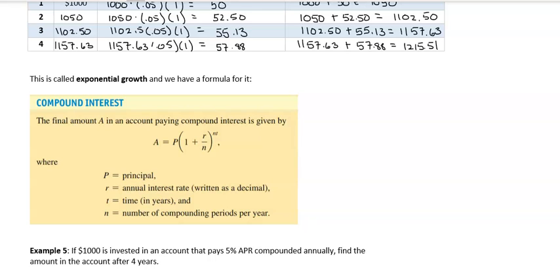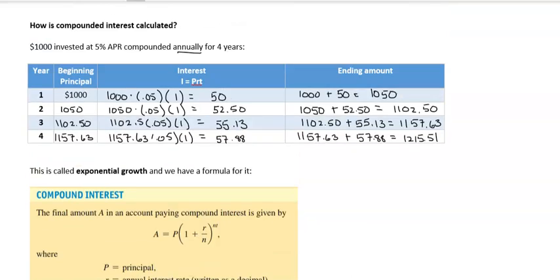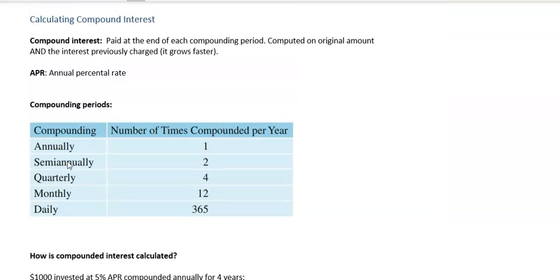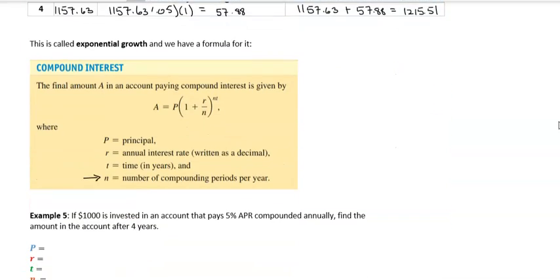P is the principal. R is the annual interest rate, just like you've seen. T is the time in years, just like you've seen. The new one is this one, and it's important to understand how to use it. This is the number of compounding periods each year, N. So we talked up above about how to figure out what N is. If it's annually, you're going to put a 1 in for N. If it says daily, you're going to put 365 in for N, and so forth. Okay? All right, so let's try a problem.